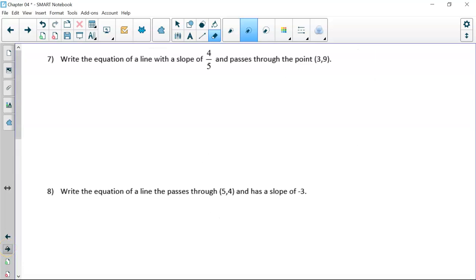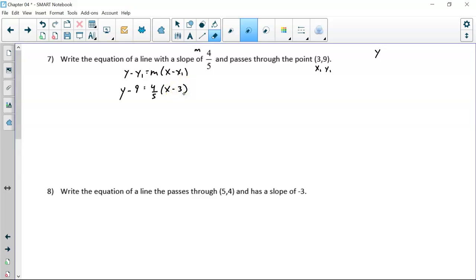So we're going to use that point slope form. Y minus y1 equals m times x minus x1. It's good when you're given a point and a slope. So now our slope is 4/5 and the point is 3, 9. So what we do, that's going to be our x1, y1, and that's going to be our m. So y minus 9 equals 4/5 times x minus 3.